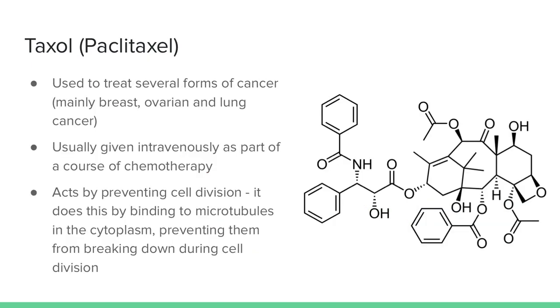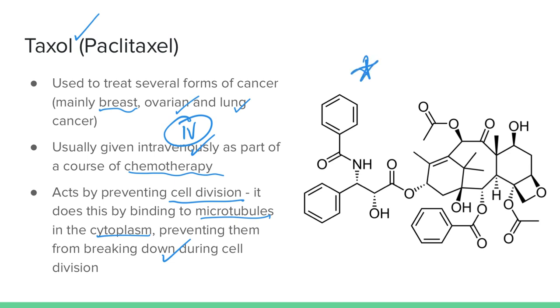Taxol is a great example of using this sort of synthesis with a chiral auxiliary. So let's talk about Taxol and what it is first. It's a type of drug that's used to treat many different forms of cancer, mostly breast cancer, but also ovarian and lung cancers. It's given as a part of a course of chemotherapy, intravenously through an IV. The way this drug works is it acts by preventing cell division. It does that by binding to microtubules in the cytoplasm, and that prevents them from breaking down during cell division. So essentially it disrupts the cell division pathway.